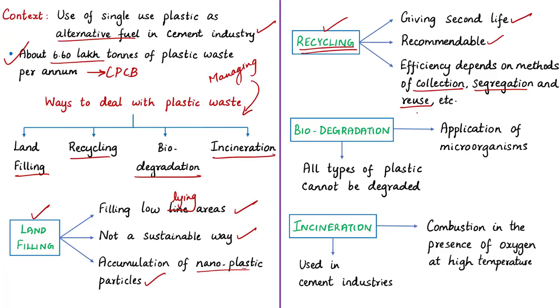Then the next method is the biodegradation of the plastic waste. This method involves application of microorganisms in order to degrade the plastic waste. In this method, the difficulty is that all types of plastic cannot be degraded using the microorganisms.